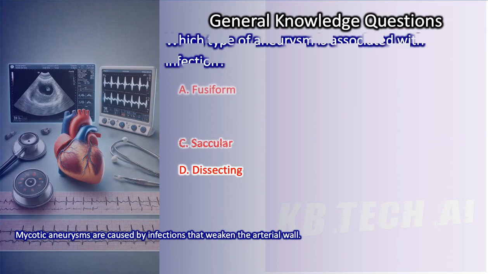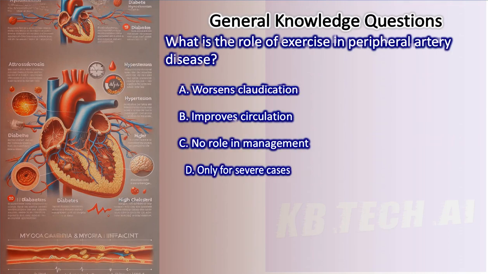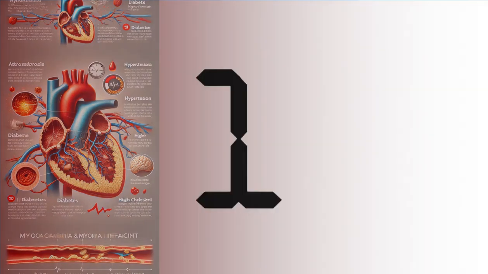The answer is Option 2. Mycotic. What is the role of exercise in peripheral artery disease? Option 1. Worsens claudication. Option 2. Improves circulation. Option 3. No role in management. Option 4. Only for severe cases.